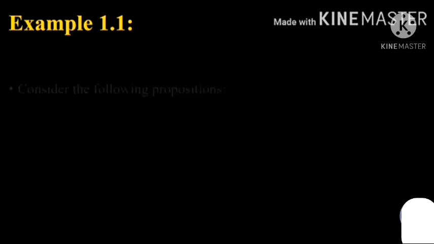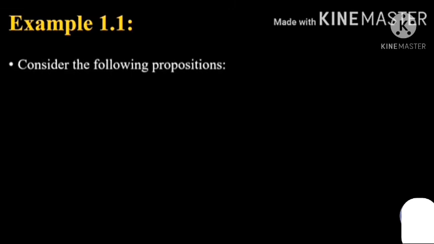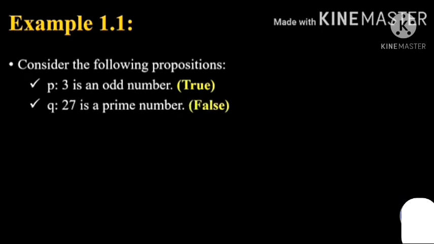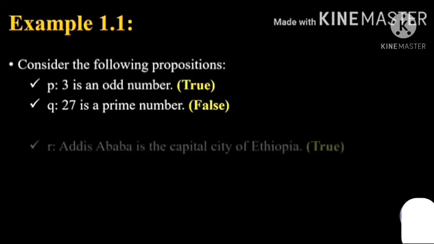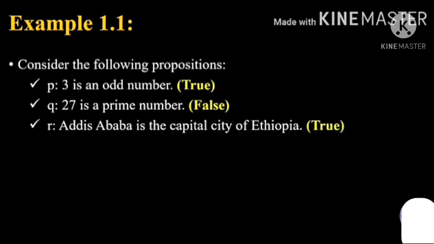Okay, let us see an example for conjunction. Consider the following propositions. እነዚህ propositionዎች የመጀመሪያው p ምን ይላል? 3 is an odd number ይላል። Yes, it is true እንደምታውቁት። ሁለተኛው ደግሞ q which is 27 is a prime number ይላል። 27 ከሱ በታች ያሉ ሁለት ቁጥሮች ተባዝተው የሚያመጡት ቁጥር ስለሆነ prime አይደለም፣ which is false ነው። 3 እና 9 27 ስለሚያመጡ ማለት ነው። And the third proposition is Addis Ababa is the capital city of Ethiopia ይላል which is true አይደል?